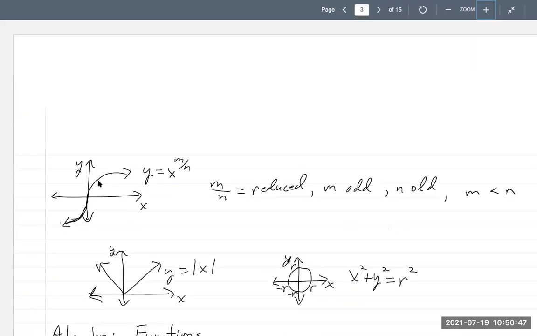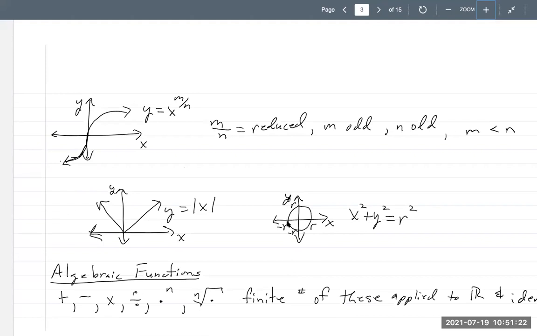Okay, like in this case, y equals x to the m over n, where m over n is reduced, m is odd, n is odd, and m is less than n. Next, the absolute value. The graph of the absolute value looks like a V. It looks like the graph of y equals x in the first quadrant and the graph of y equals negative x in the second quadrant.